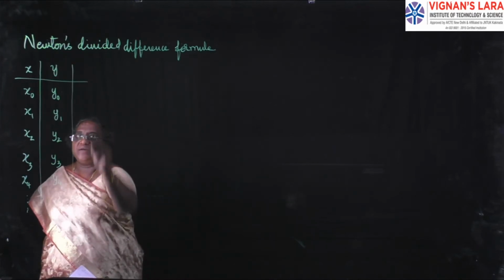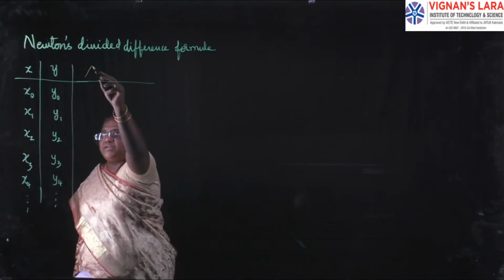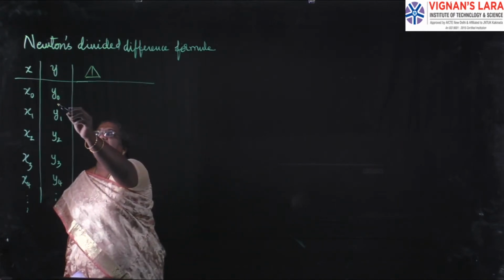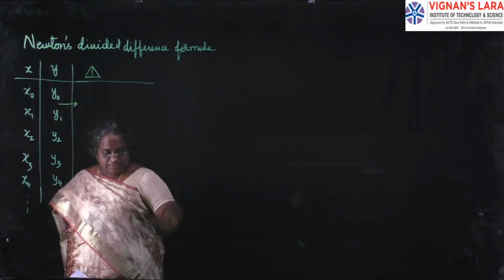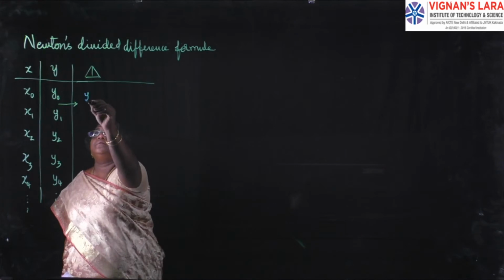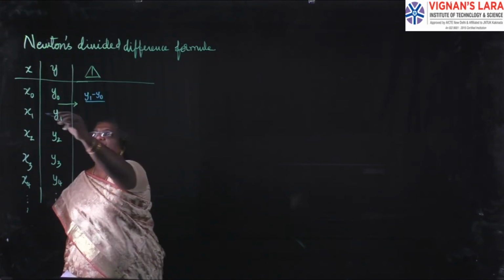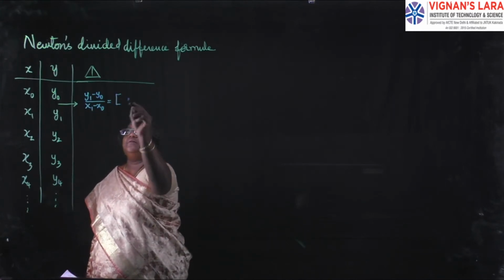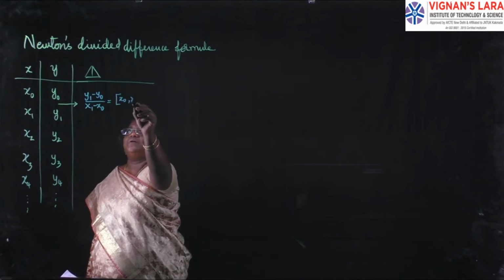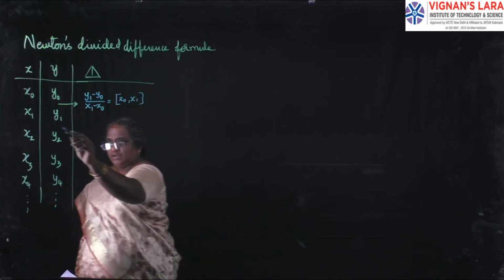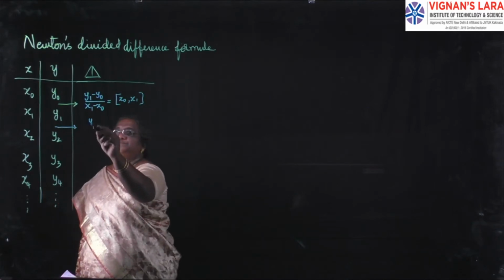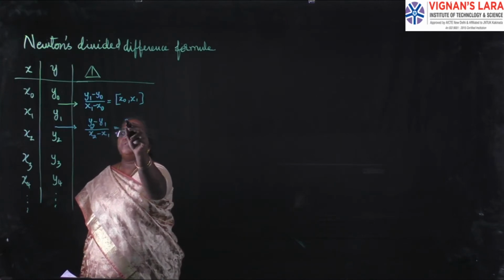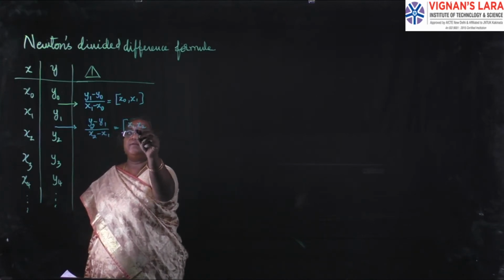Now we prepare the first divided difference, which we denote with this symbol. We write it in the center: (y1 minus y0) by (x1 minus x0). We call this the first divided difference between x0, x1. Similarly, we write (y2 minus y1) by (x2 minus x1). This is the first divided difference between x1 and x2.